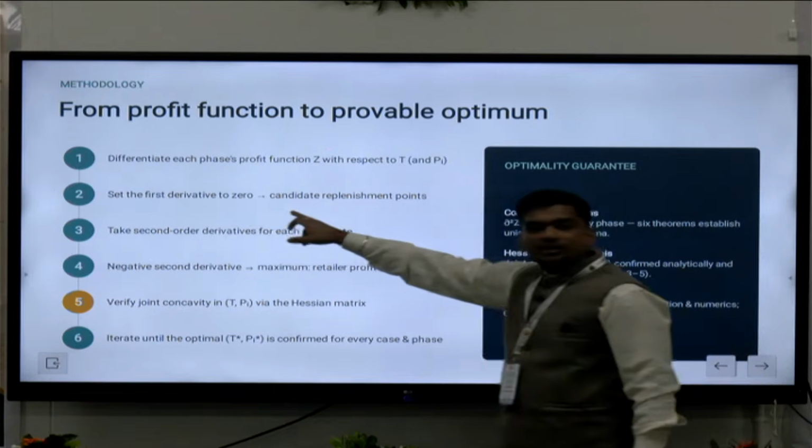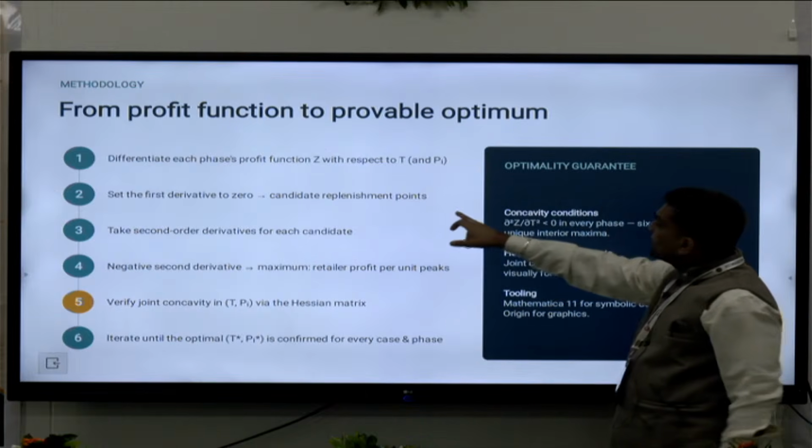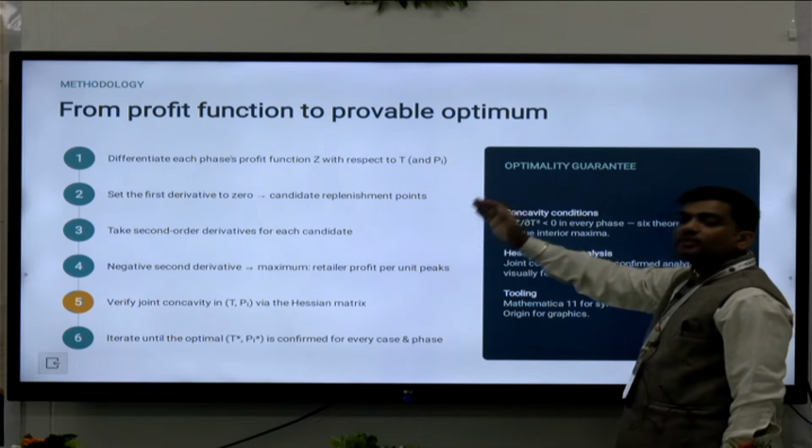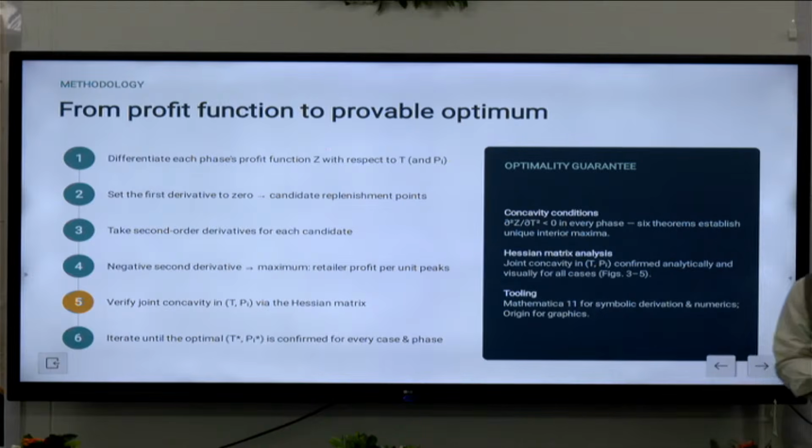Then we set the first derivative equal to 0, and after that we find the point, which point is the better point. Then we apply the second derivative and put the point into it and find whether it is a maximum or minimum. It decides whether the profit function is concave or convex. The convex situation arises when we are discussing the minimum cost of any item, and the concave condition applies when we are finding the maximum profit per unit or the point where the profit will be maximum for the retailers.